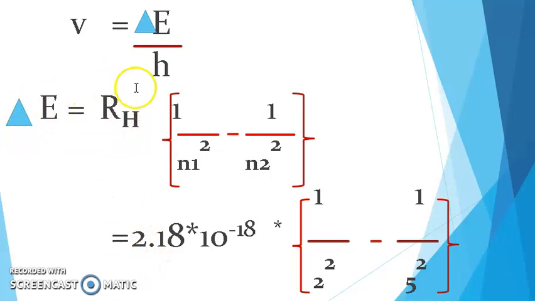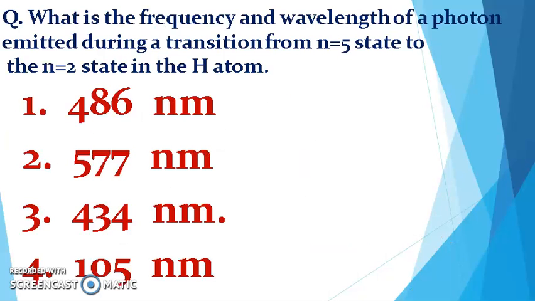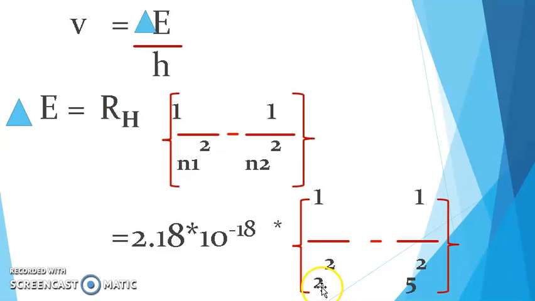You know the constant value of the Rydberg constant, that is 2.18 into 10 power minus 18. This is a constant value, and it carries a minus sign, so minus 2.18 into 10 power minus 18. Here you have to substitute the n1 and n2 values. In the question, n1 is the lower state, n is equal to 2, and n2 is equal to 5. This is the higher level and this is the lower level.